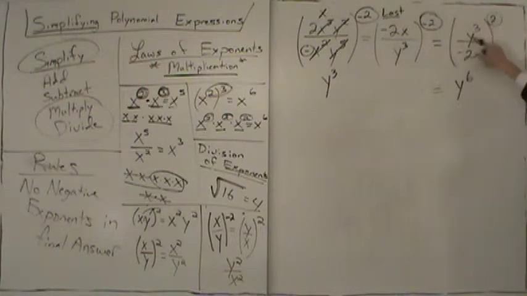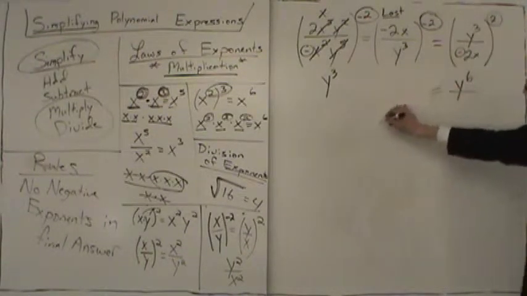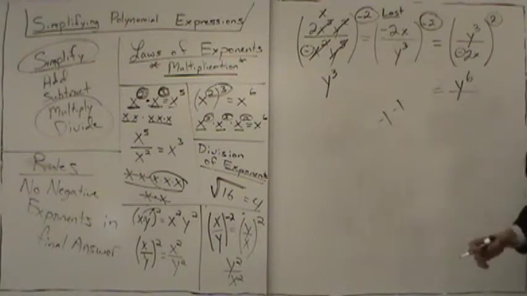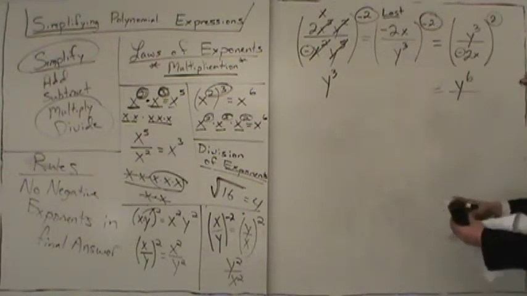Now square the denominator. Are we squaring the negative? Yes. Are we squaring the 2? Yes. And are we squaring the x? Yes. Hopefully you see three things in the denominator. Start with the negative 1. Do we square negative 1? Yes. Negative 1 times negative 1 is positive 1. So we get a positive 1.